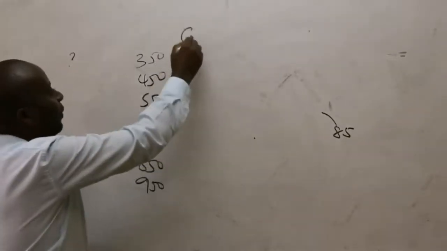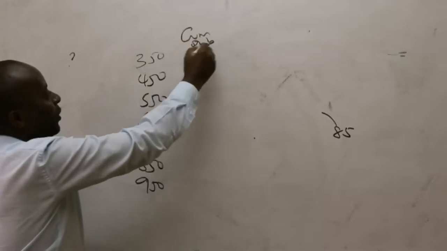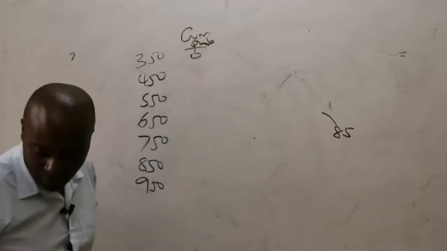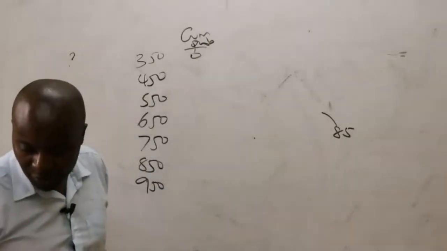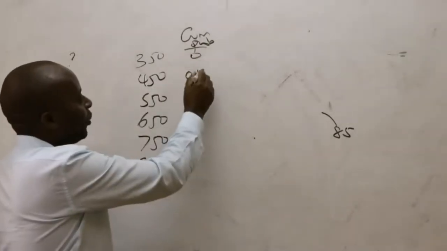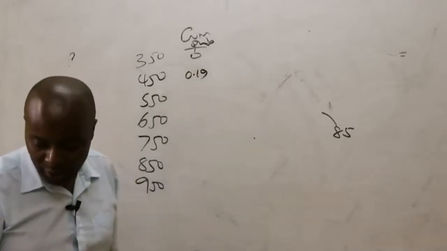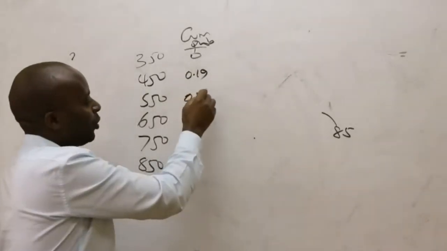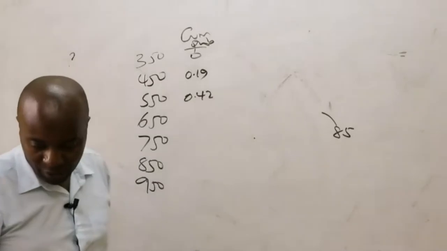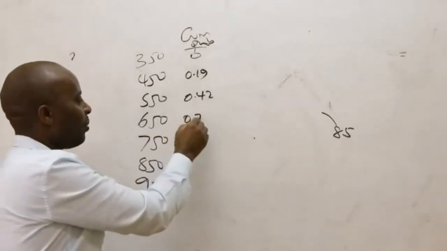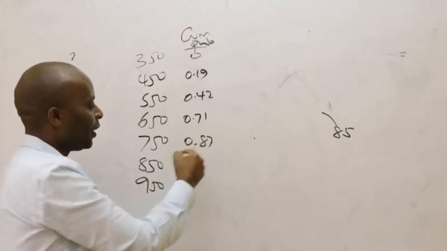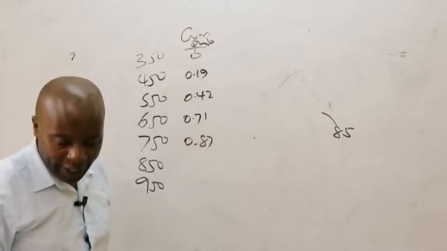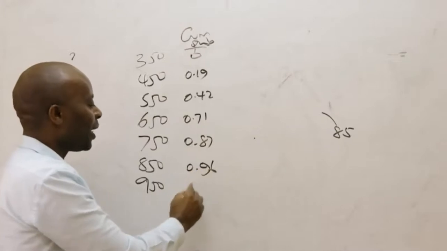And then they have given us the cumulative probabilities very nicely. The first one being 0, then we have 0.19 cumulative, which you already have. We have 0.42, 0.71, 0.87, 0.96, and then we have 1.